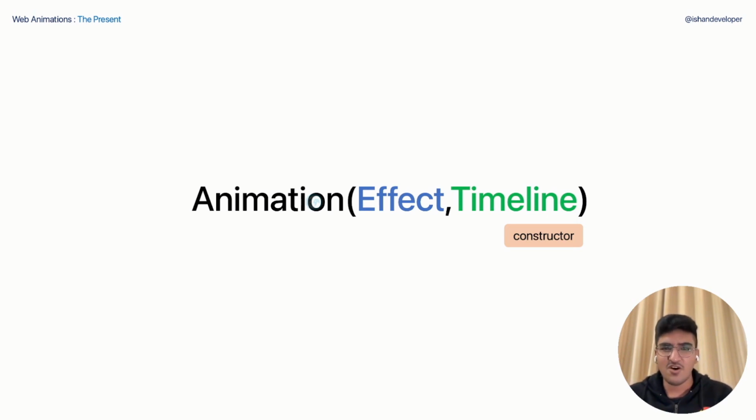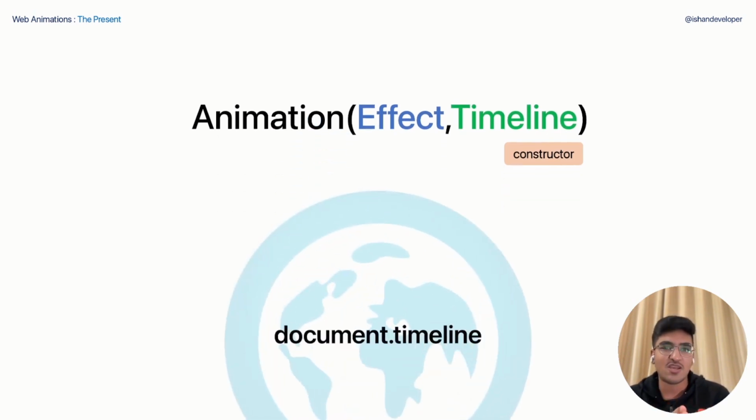And by default, all of your browsers already have this document timeline. It tells you the amount of time you have spent on that particular web page. And by default, whenever we create any CSS animations or any animation using the Web Animations API, this is the timeline which it gets hooked into.